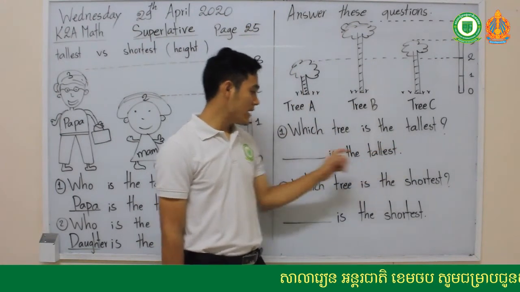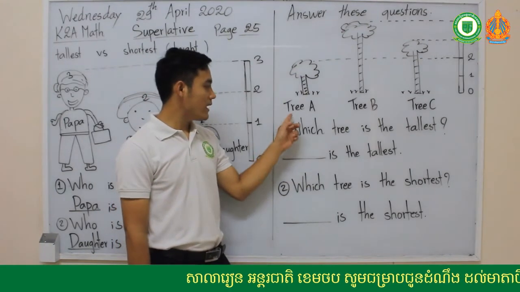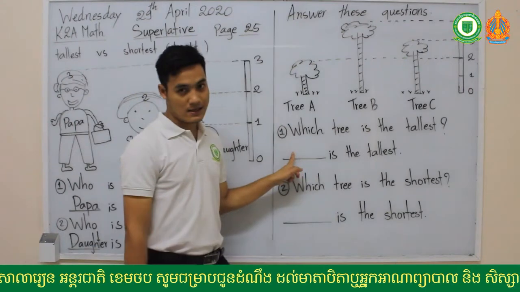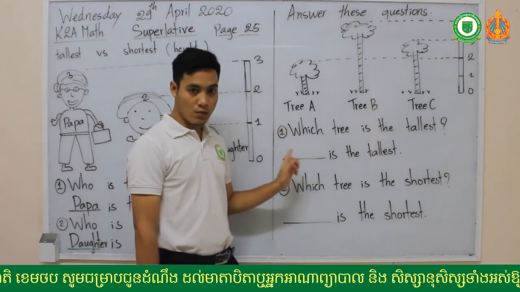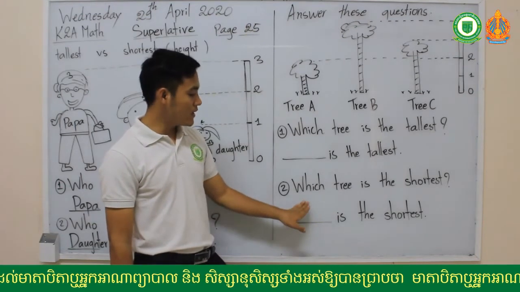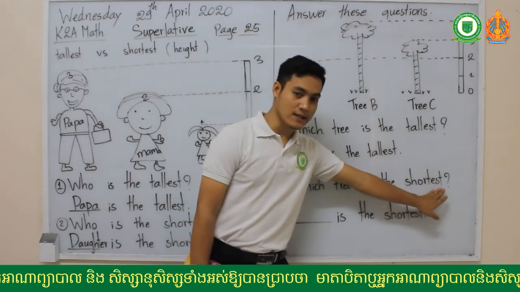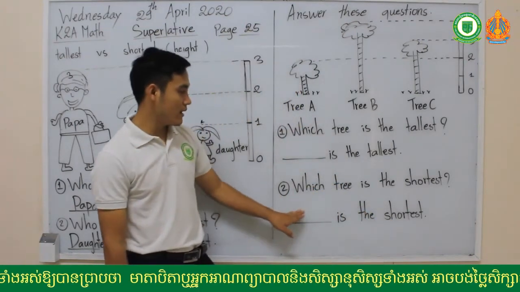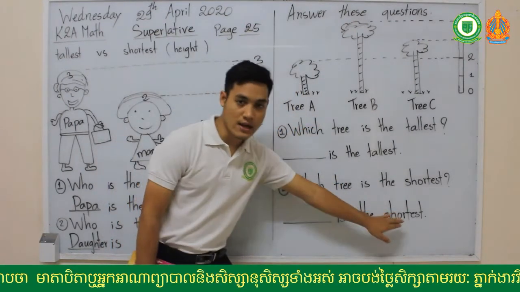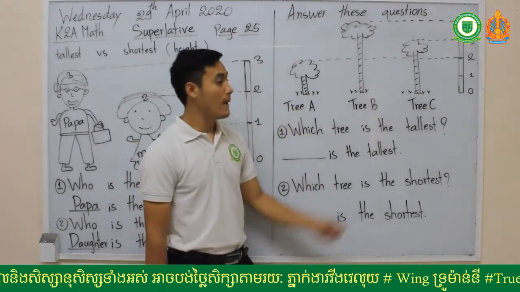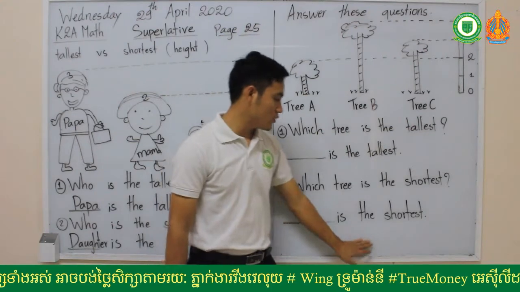Is the tallest here? Is it tree A, tree B, or tree C? This is what you have to complete. Question number two is, which tree is the shortest? Is tree A the shortest, tree B the shortest, or tree C the shortest?